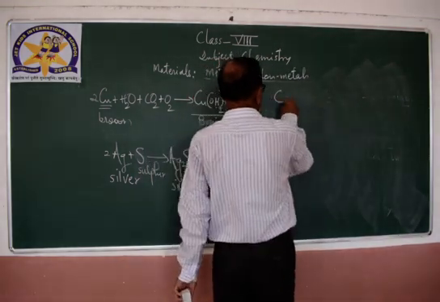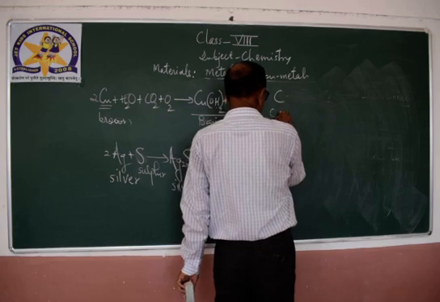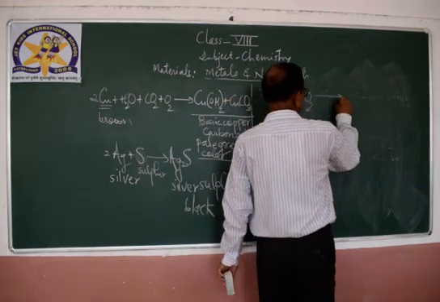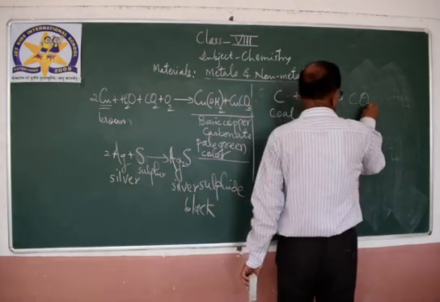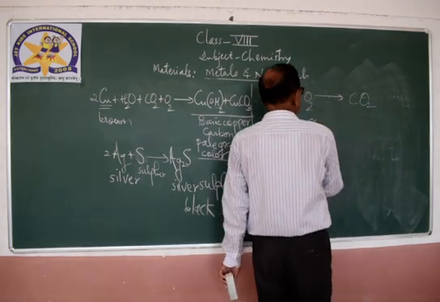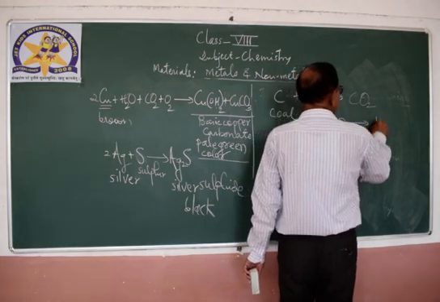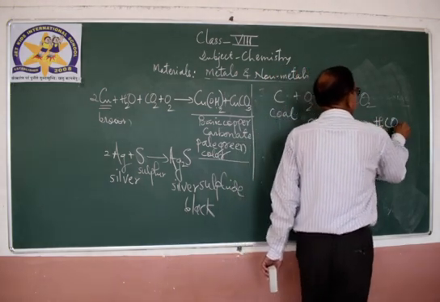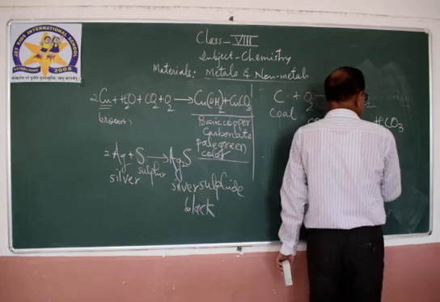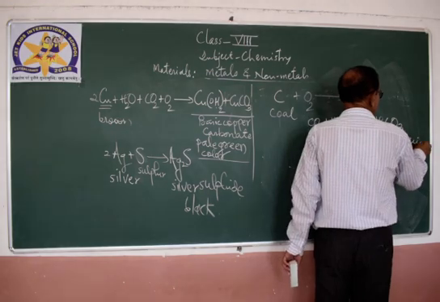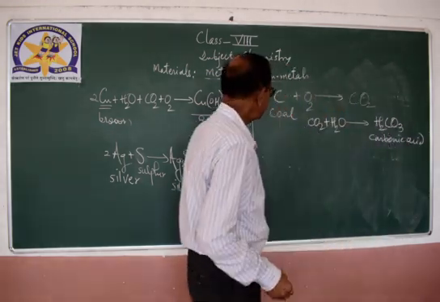So C, coal or charcoal, plus O2 giving CO2, and CO2 plus H2O gives H2CO3. This is carbonic acid.